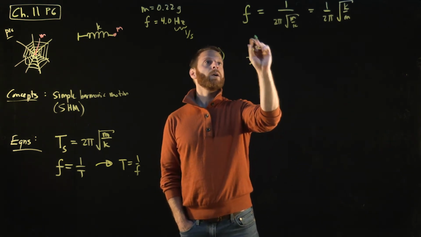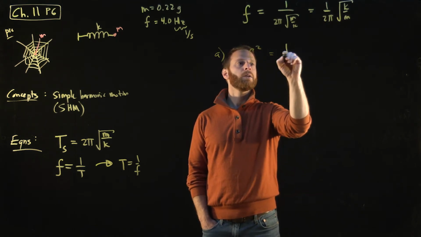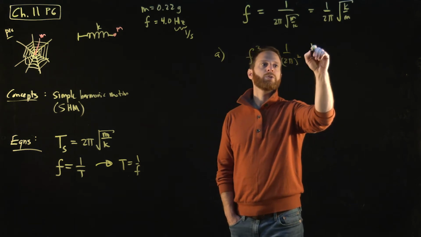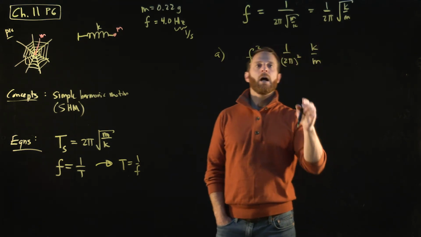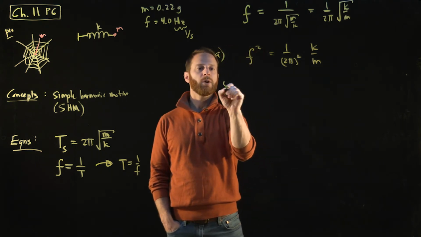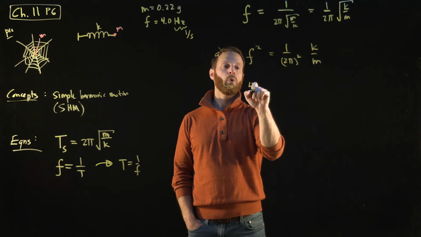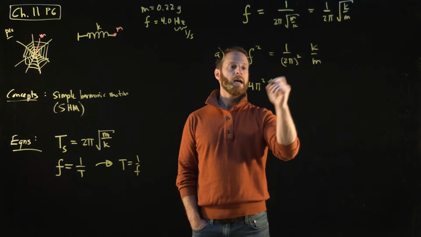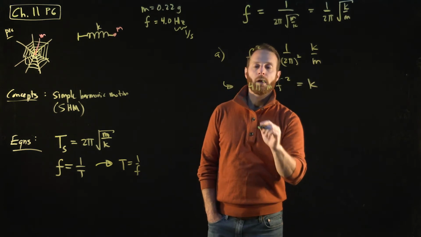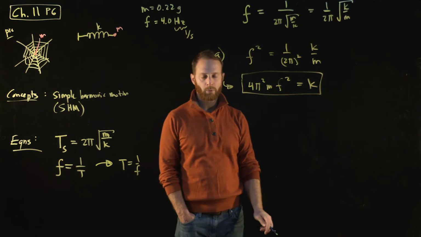So f squared is equal to this thing squared. In other words, 1 over 2 pi quantity squared, and the square of a square root is just k over m. I'll multiply both sides by the 2 pi quantity squared and by m, and so what that means is that 2 pi quantity squared, or 4 pi squared, times m times f squared, that should be our spring constant. If you like, that's a master formula that we can use.